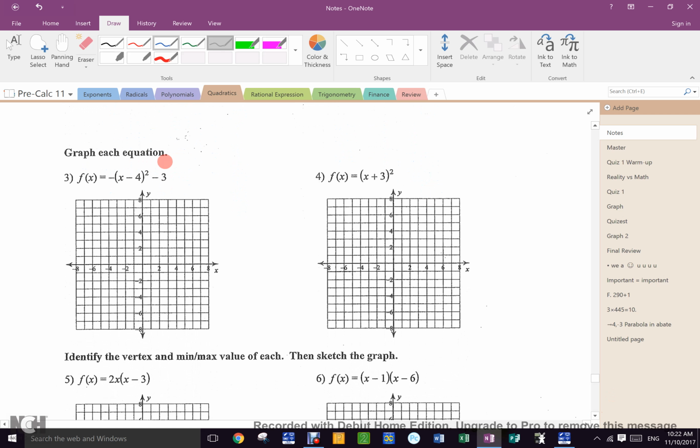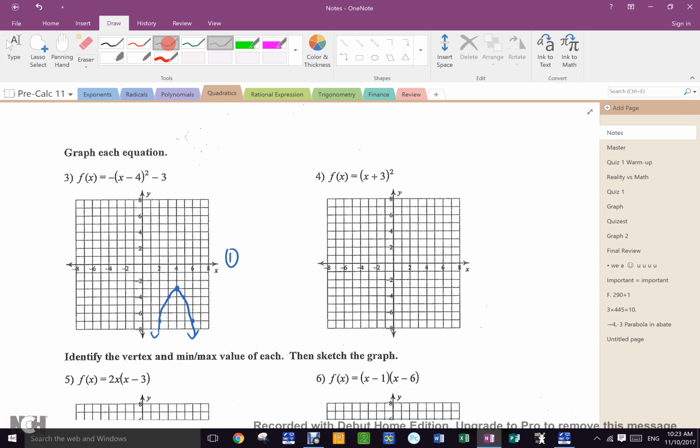Graph each equation. These are also only going to be worth 1. This graph has a vertex at +4, -3. It opens downwards because it's negative, and it's got no a value, so it's normal. Over 1, down 1, over 2, down 1, 2, 3, 4. So it needs to look like that for 1 mark.